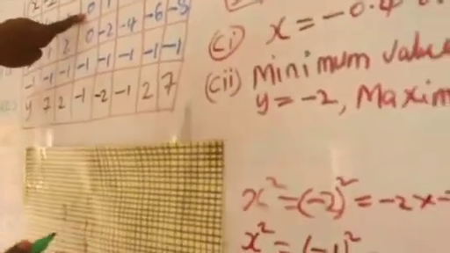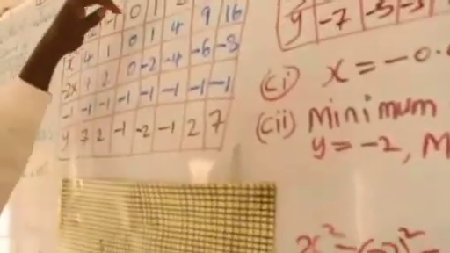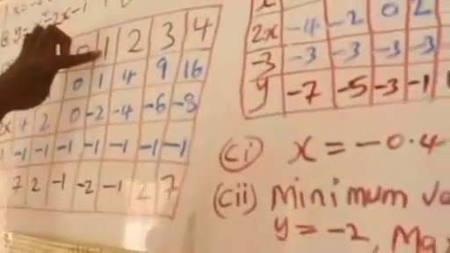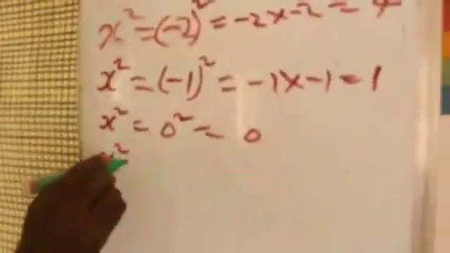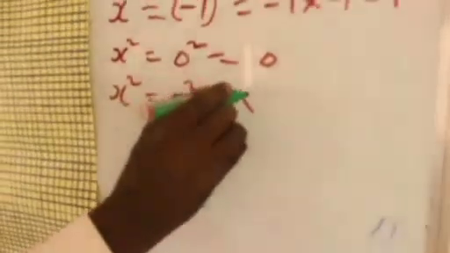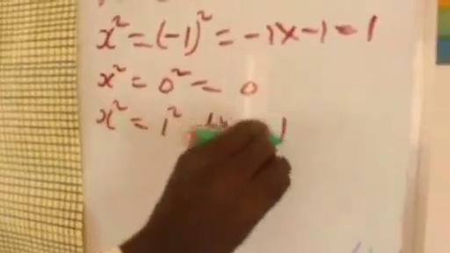If we substitute 1, the 1 that is here, what are we going to get? We'll have x squared. In place of x, we'll write 1. And if you square it, it's going to be 1 times 1. And it's still 1. That's how we get this 1.